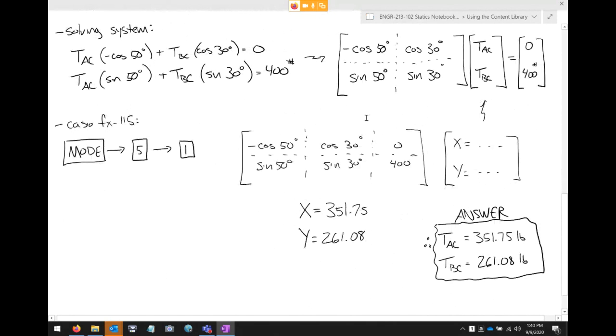Now, if you're just typing the values out, you might not get 400. You might get, I don't know, 399.92 or what have you. But, you know, just rounding, that's close enough for government work. Any questions?